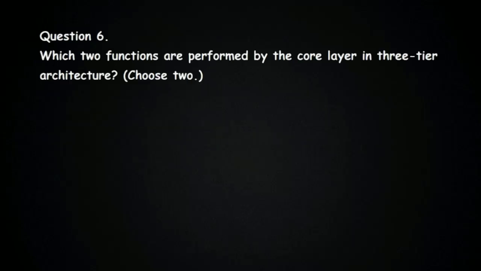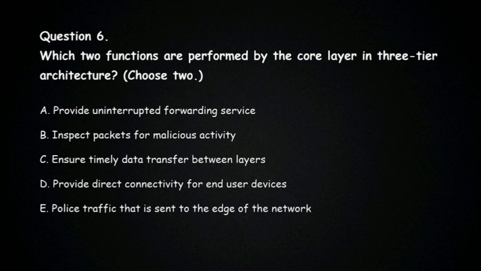Question 6. Which two functions are performed by the core layer in 3-tier architecture? Choose 2. Options. Answer is A and C. Provide uninterrupted forwarding service and ensure timely data transfer between layers.